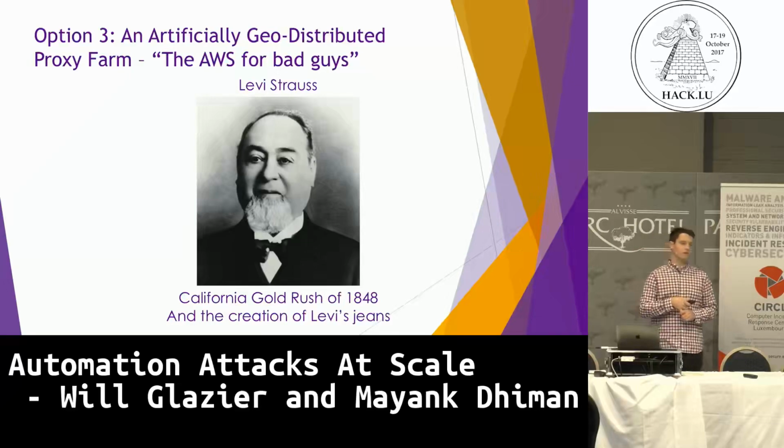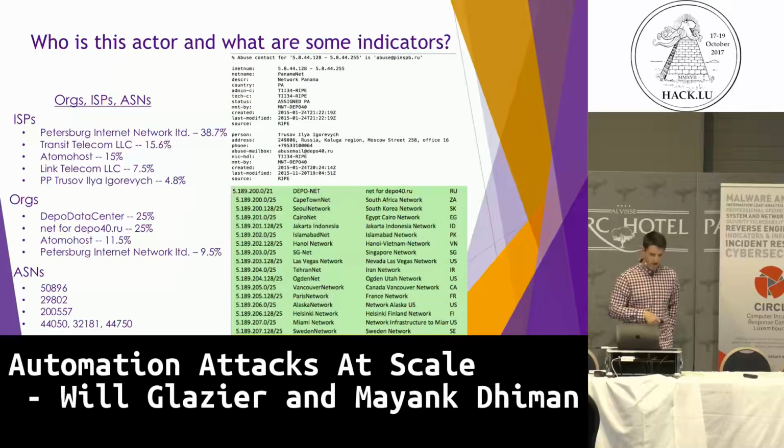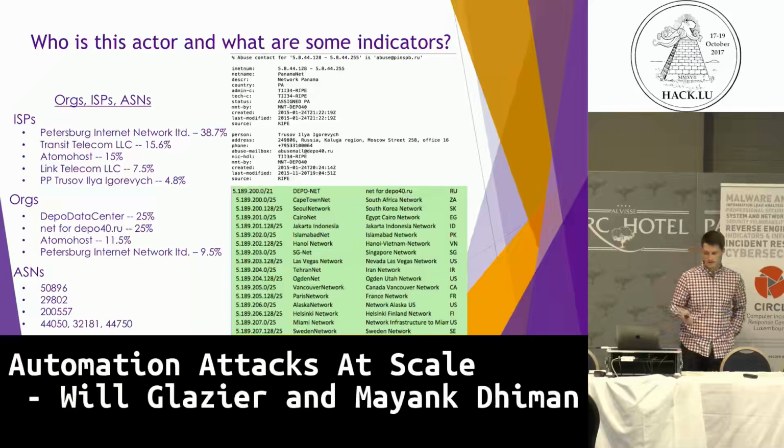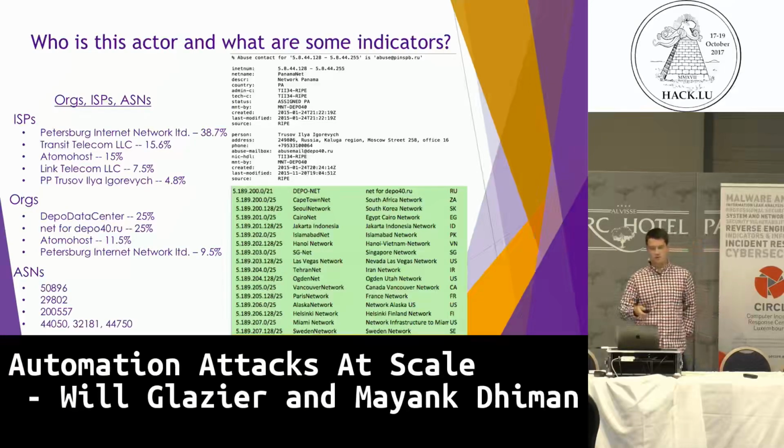The people who really struck it rich were the infrastructure providers, the guys who sold them food, shelter, the tools they needed, and the jeans that they wore. Levi's, this is where he created his jean company. He didn't actually start making the jeans until the 1860s or 70s, but still, he created his little empire there. And so we're highlighting this because we found an infrastructure provider launching a lot of these attacks. Here are some of the orgs, ISPs, and ASNs that we observed.